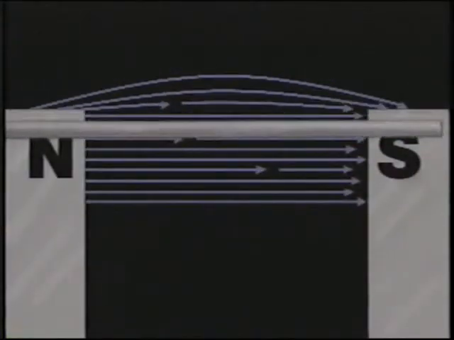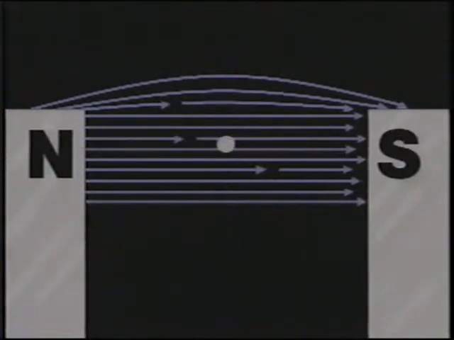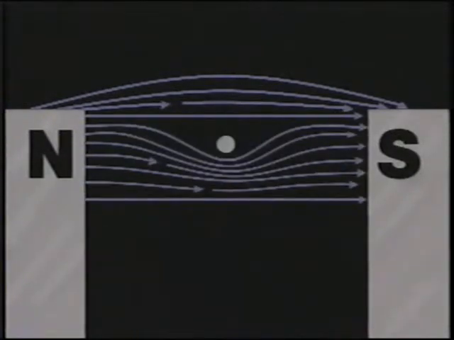Now let's see how motors work. Remember, an electric motor's job is to change electrical energy into mechanical energy. Let's take a closer look. When a current-carrying conductor is introduced into a magnetic field, the lines of flux are distorted. This is because, as you've already learned, the conductor brings a new set of flux lines with it.